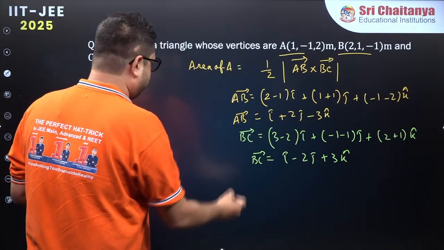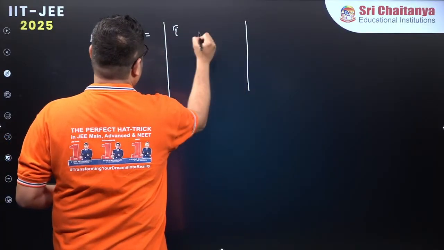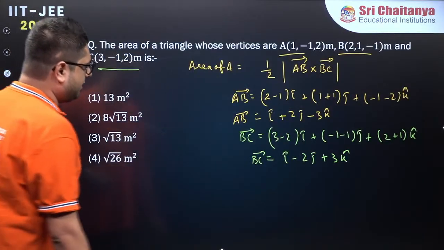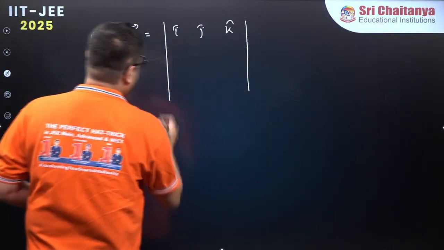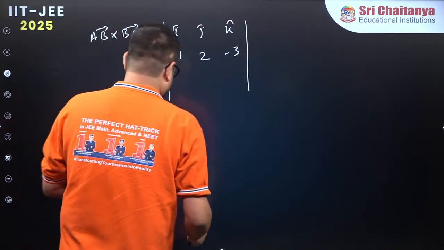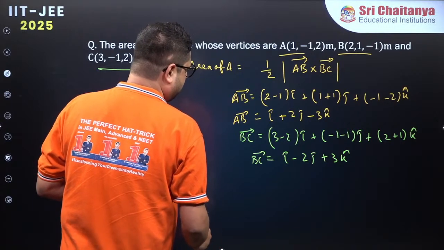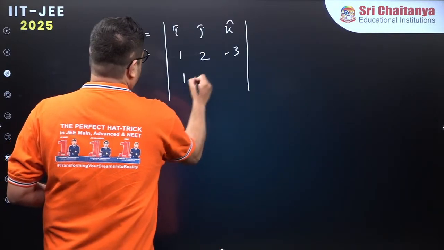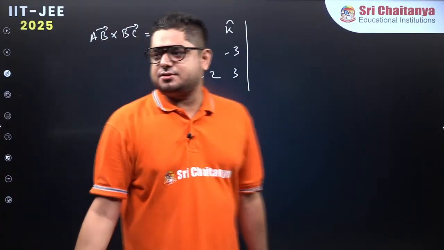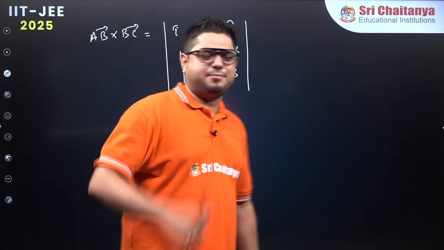So over here, form the determinant first, with i cap, j cap, k cap. What are we having over here? AB is 1, 2, minus 3. 1, 2, minus 3 over here. And in the coefficients of BC, we are having 1, minus 2, plus 3. Are you getting this, everyone? 1, minus 2, plus 3. I hope everyone's getting this. These are the coefficients. If yes, give a thumbs up, hit the like button over there.